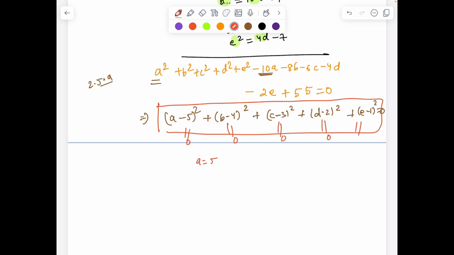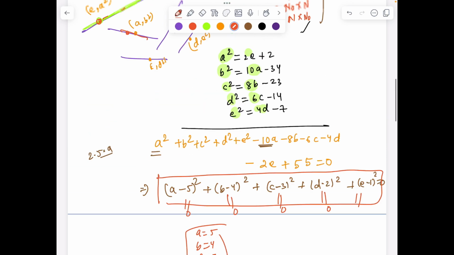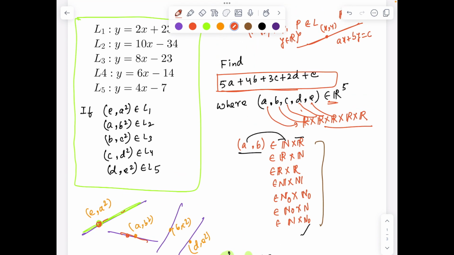So we got a value of a as 5, b as 4, c as 3, d as 2 and e equals 1. And if we put in all the values, we'll get 1 square plus 2 square plus 3 square plus 4 square plus 5 square, and the answer to this problem is 55. So the takeaway of this problem was that sometimes you don't need to think too much. Overthinking might cost you much in some of the problems. Rather, you can directly go with the typical style of problem solving.